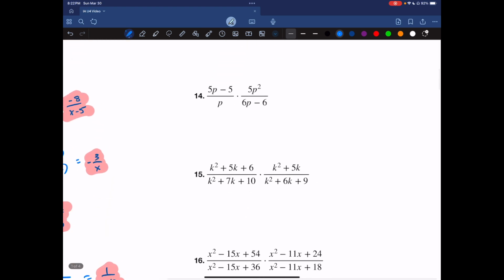All right, number 14. Let's break apart every one of these. Again, your best friend is factored form. So if it's not already in factored form, or not all parts are in factored form, you want to get there as soon as possible, because that's when you know you can get rid of stuff.